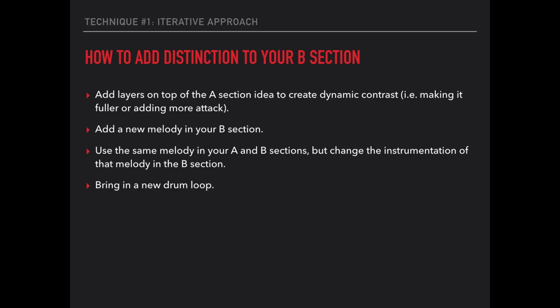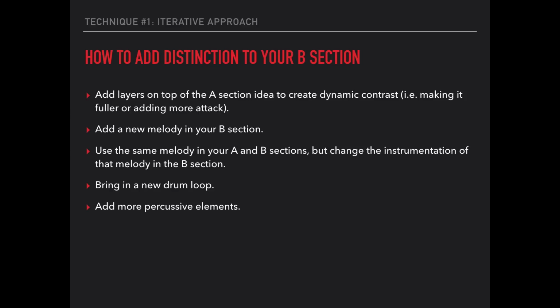The next tip is one of the most obvious ones, and that's to bring in a new drum loop. You can build off of the loop that you had in the A section, or you can write a new one from scratch that contributes to the energy of whatever that section is. If it's a chorus or a drop, you can add a drum loop that helps to push that idea forward. If it's a bridge or a verse, you can create a different style of drum loop that helps to contribute to whatever the energy is you're trying to create.